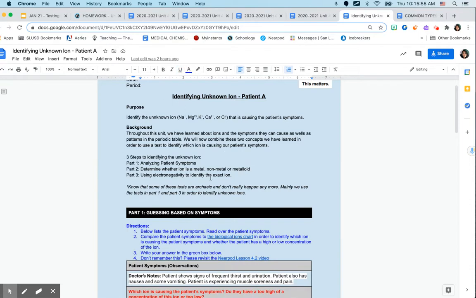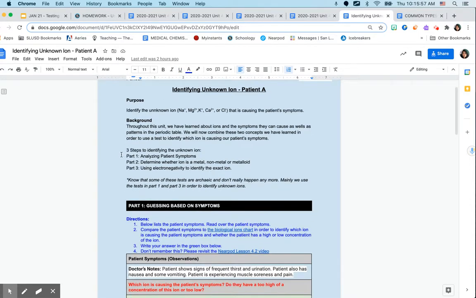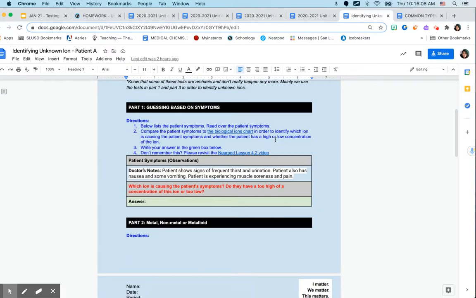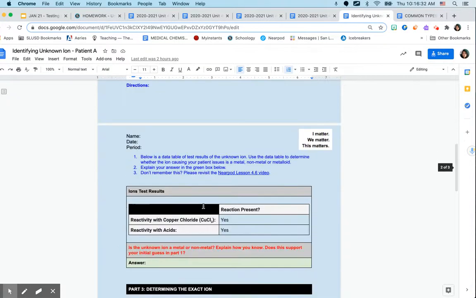So essentially, you're going to take 3 steps in order to identify which one of these 5 ions is causing your patient problems. A reminder that directions are in blue and key questions that you definitely need to answer are in red. And notice that at the end of each direction, if you don't remember this lesson that we went over, I've linked the Nearpod lesson video below just to remind you of what we learned in the past to help you out with each section.